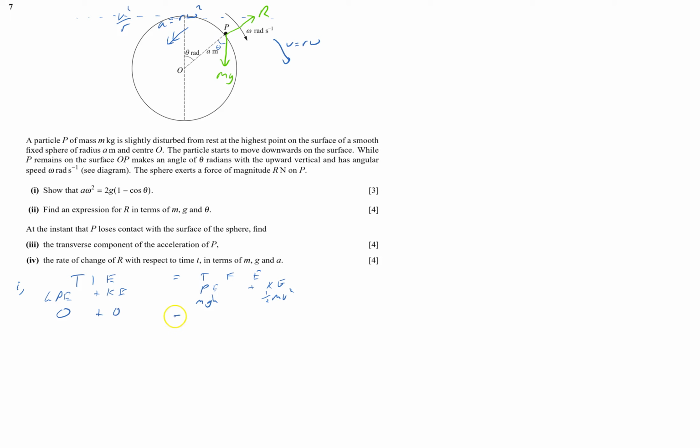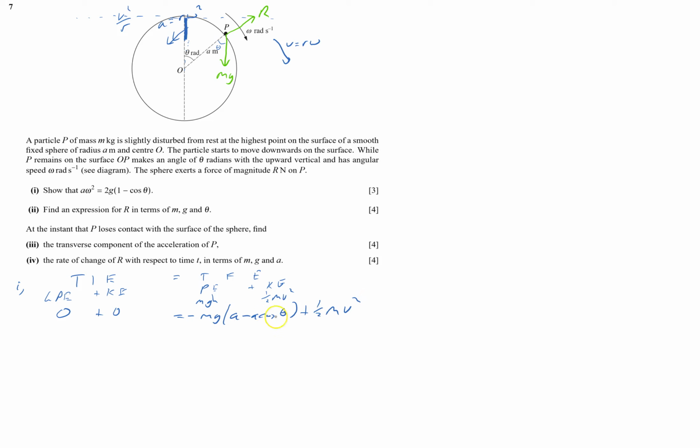And then what have we got? That's going to equal the mgh. So it's going to be mg, and it's gone down, so it's going to be negative. And what's it gone down by? It's gone down by this bit here, which is going to be the whole thing, which is going to be a, minus the bit which is here, which will be a cos theta. And that'll be plus a half mv squared.